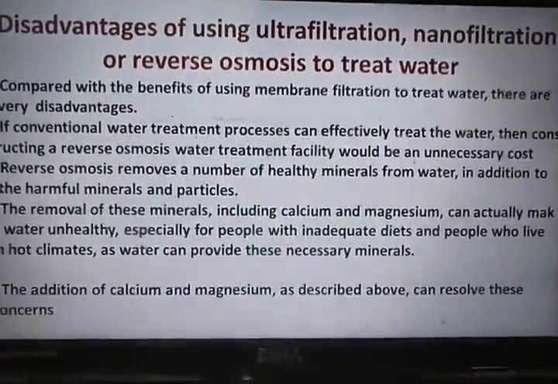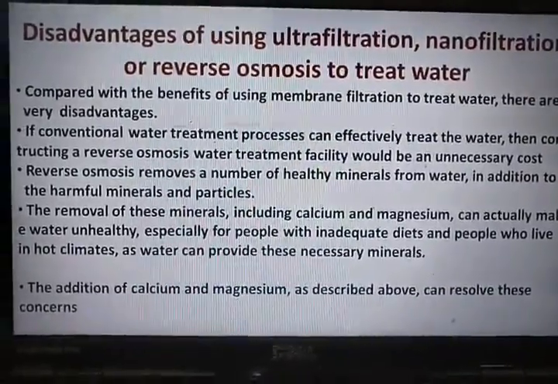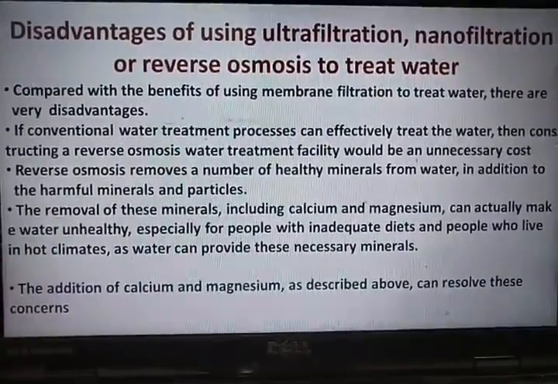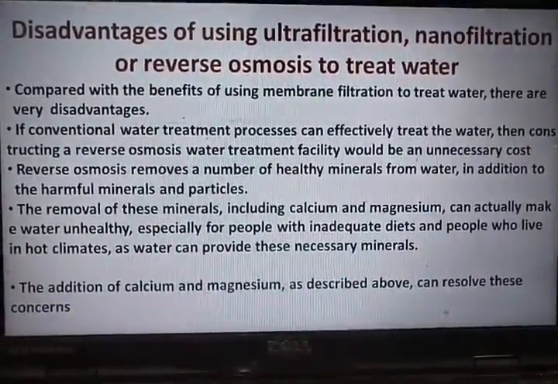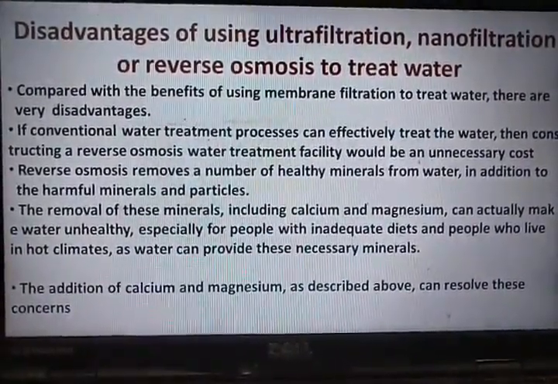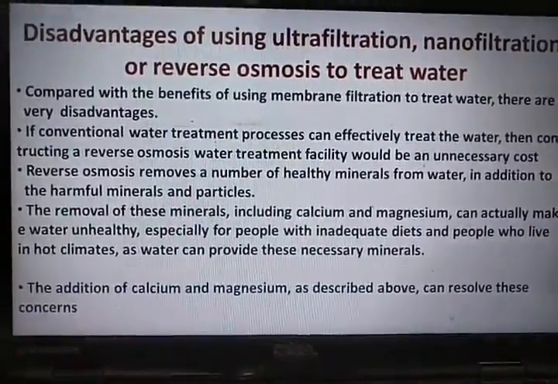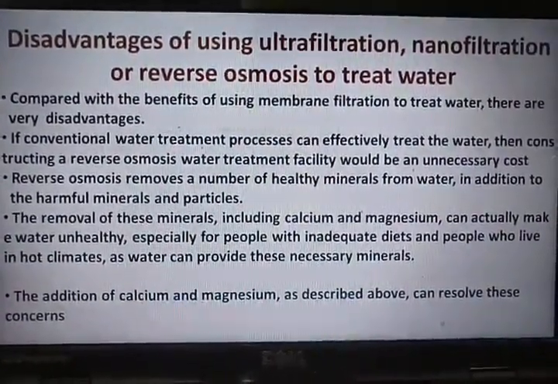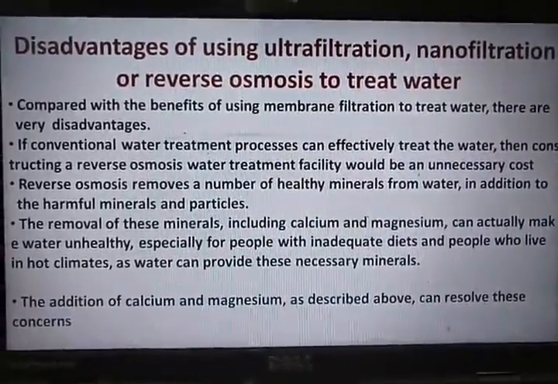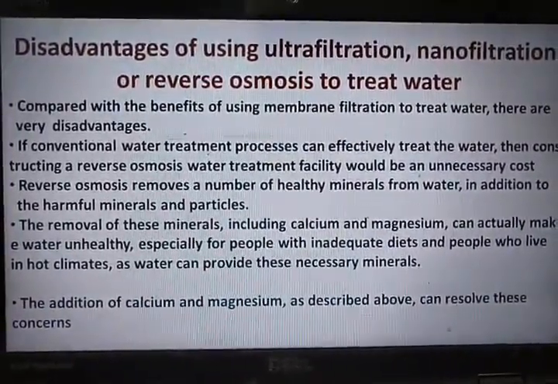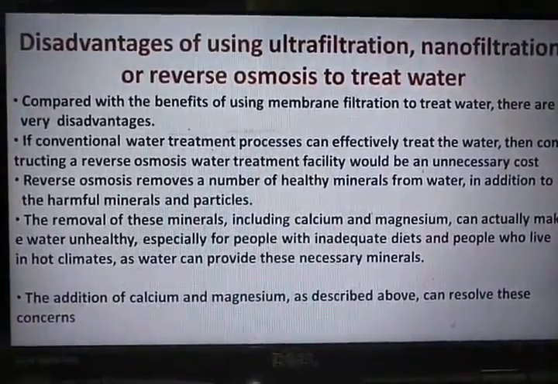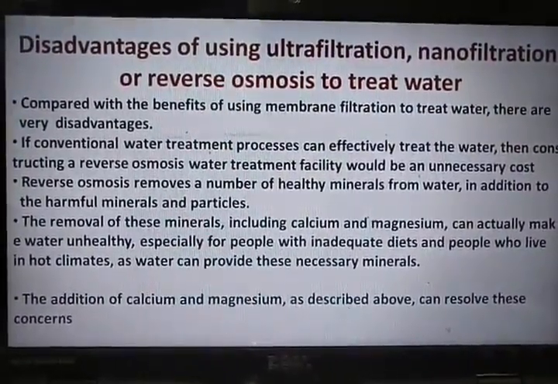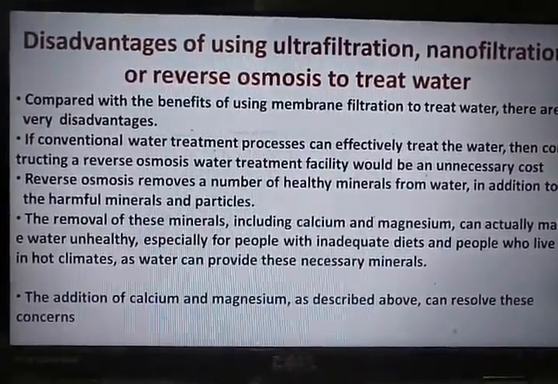What are the disadvantages of using ultrafiltration, nanofiltration or reverse osmosis? Compared with the benefits of using membrane filtration to treat water, there are various disadvantages as well. If a conventional water treatment process can effectively treat the water, then constructing a reverse osmosis water treatment plant would be an unnecessary cost. That means it will add an extra burden for treating the water.